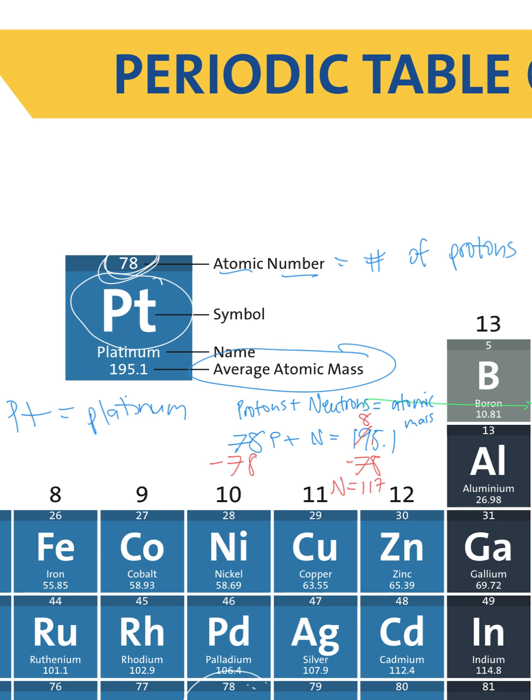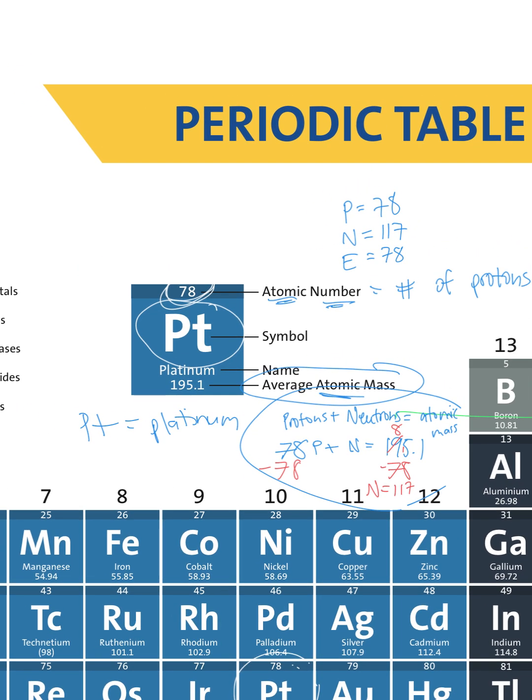If it is a neutral atom, it's going to have the same number of electrons as protons. So we said that it has 78 protons because of this atomic number. We said that its neutrons is 117 based off of the average atomic mass, and then the math we did over here. And then the electrons, if it's neutral, there'll be 78 of those as well in a perfectly neutral and stable atom of platinum. So those are just some things I can find out about it.